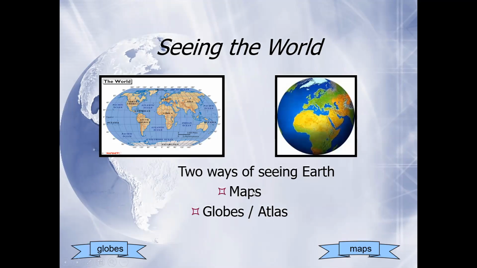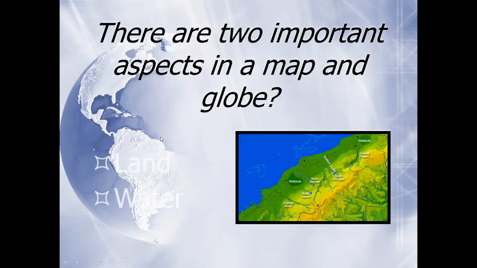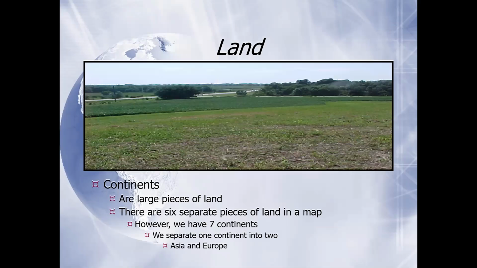As you can see in the figure, there is a portion for land, and there are portions of water. Land continents are large pieces of land. There are six separate pieces of land in the map. However, we have seven continents. We separate one continent into two, Asia and Europe.